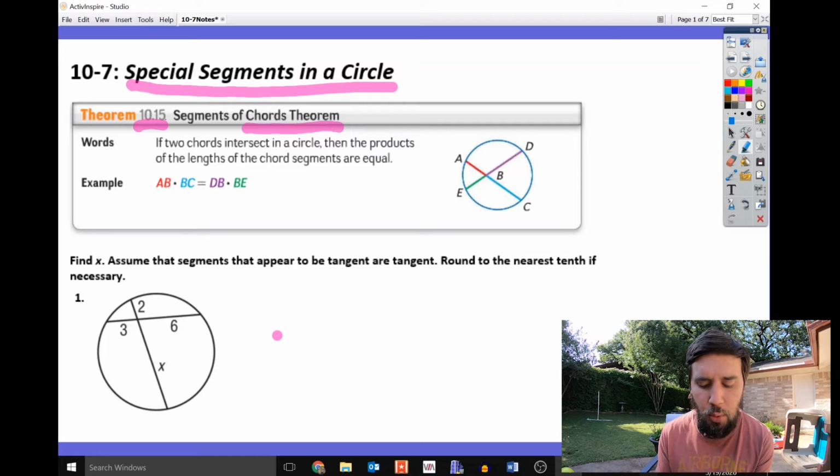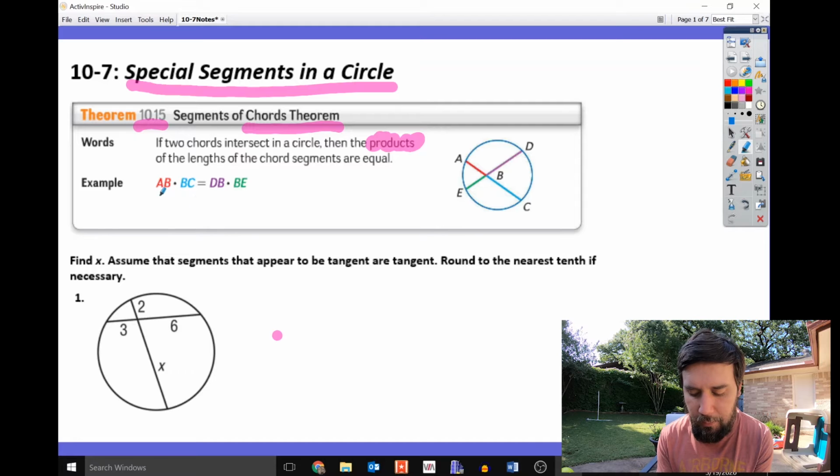It says if two chords intersect in a circle, so if I have two chords, here we have chord ED and chord AC, when they intersect in the circle, they break each other up into two parts each. Here's our theorem: if you multiply the lengths of the two segments of one chord, the product is equal to the product of the lengths of the two segments of the other chord.